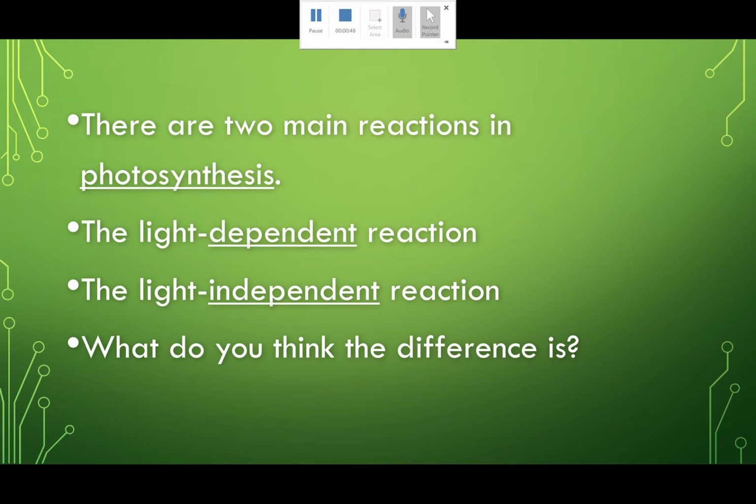Just based on those names, what do you think the difference is? Really look at those. Light-dependent versus light-independent. Well, it's not the light part, those are the same. It's definitely that dependent versus independent. So what does it mean to be dependent? Think about if you depend on someone. That's what light dependent means. It's going to depend on something. And light independent, think about what independent means.